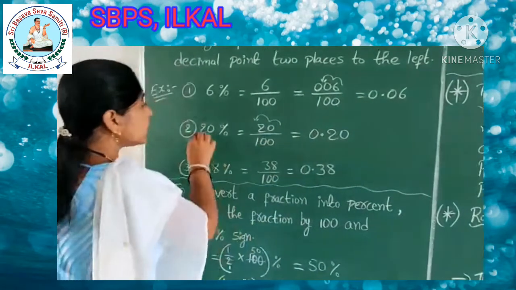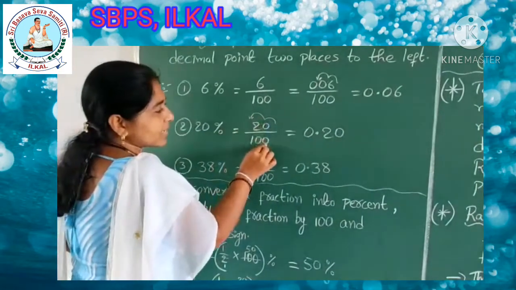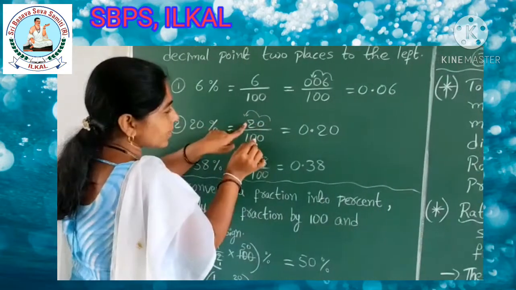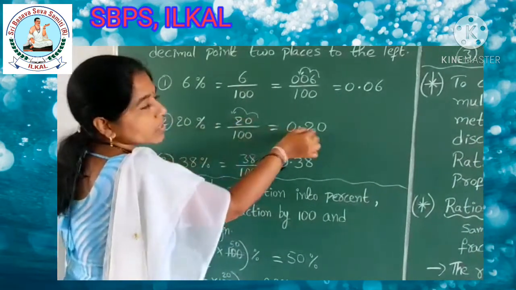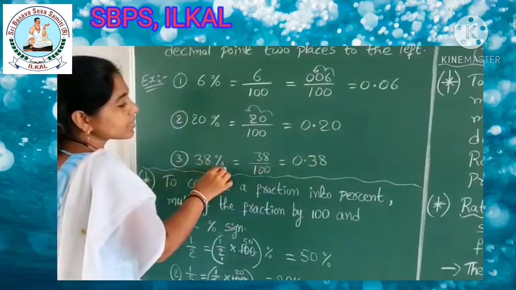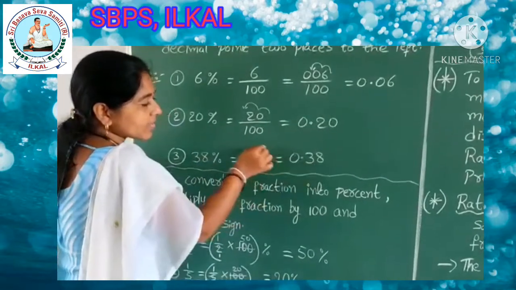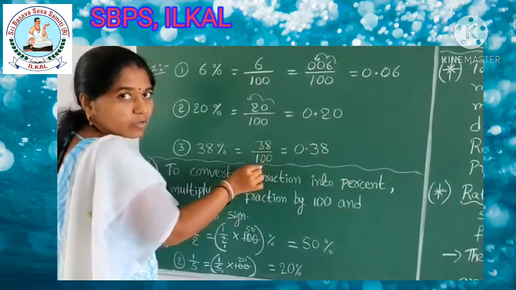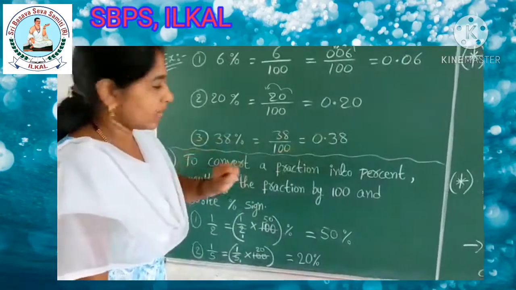Okay. 20%, that is 20 by 100. 2 places if you shift, the point will come here, then 0.20. Then 38% means 0.38, that is nothing but 38 by 100. Okay. In fraction, in decimal.